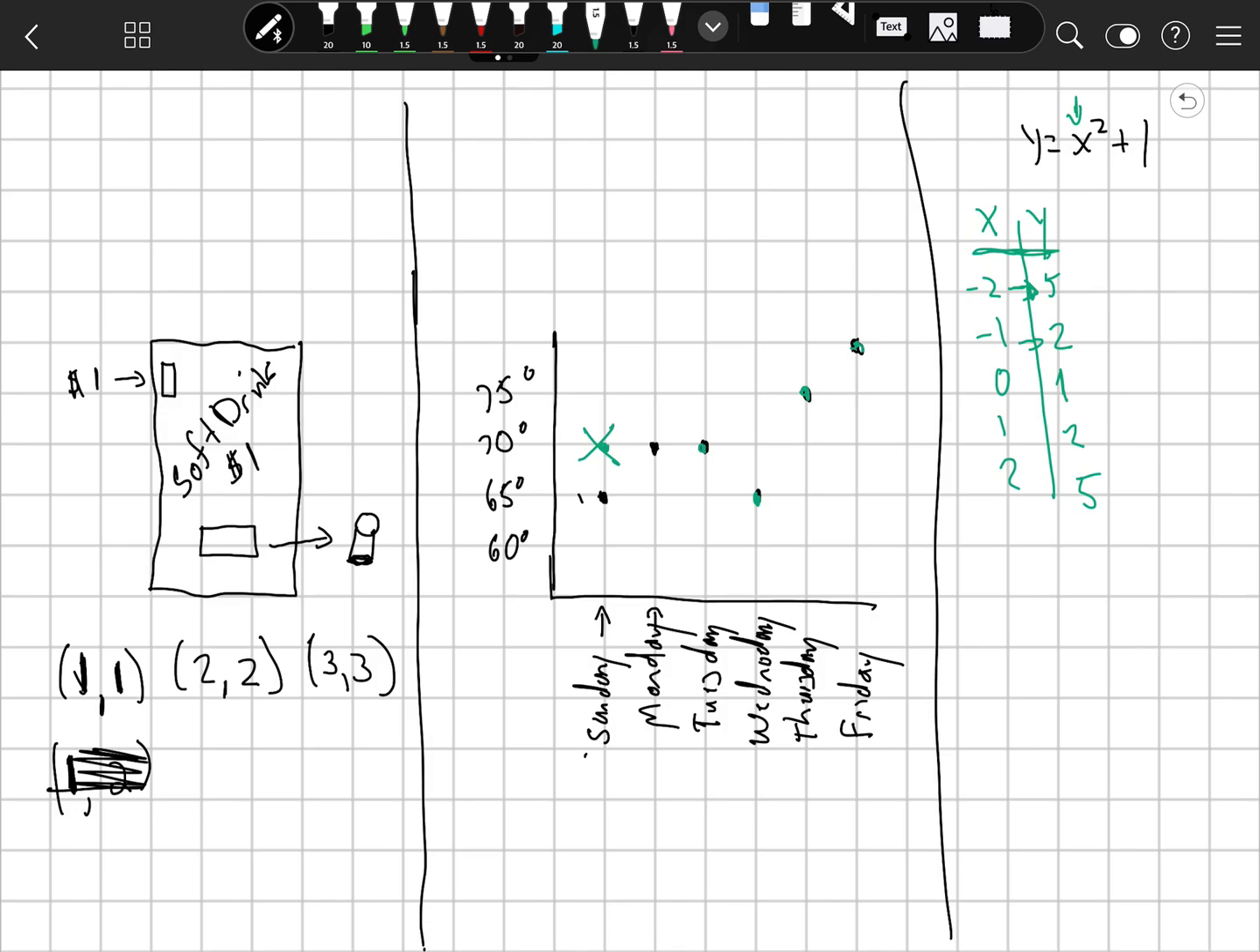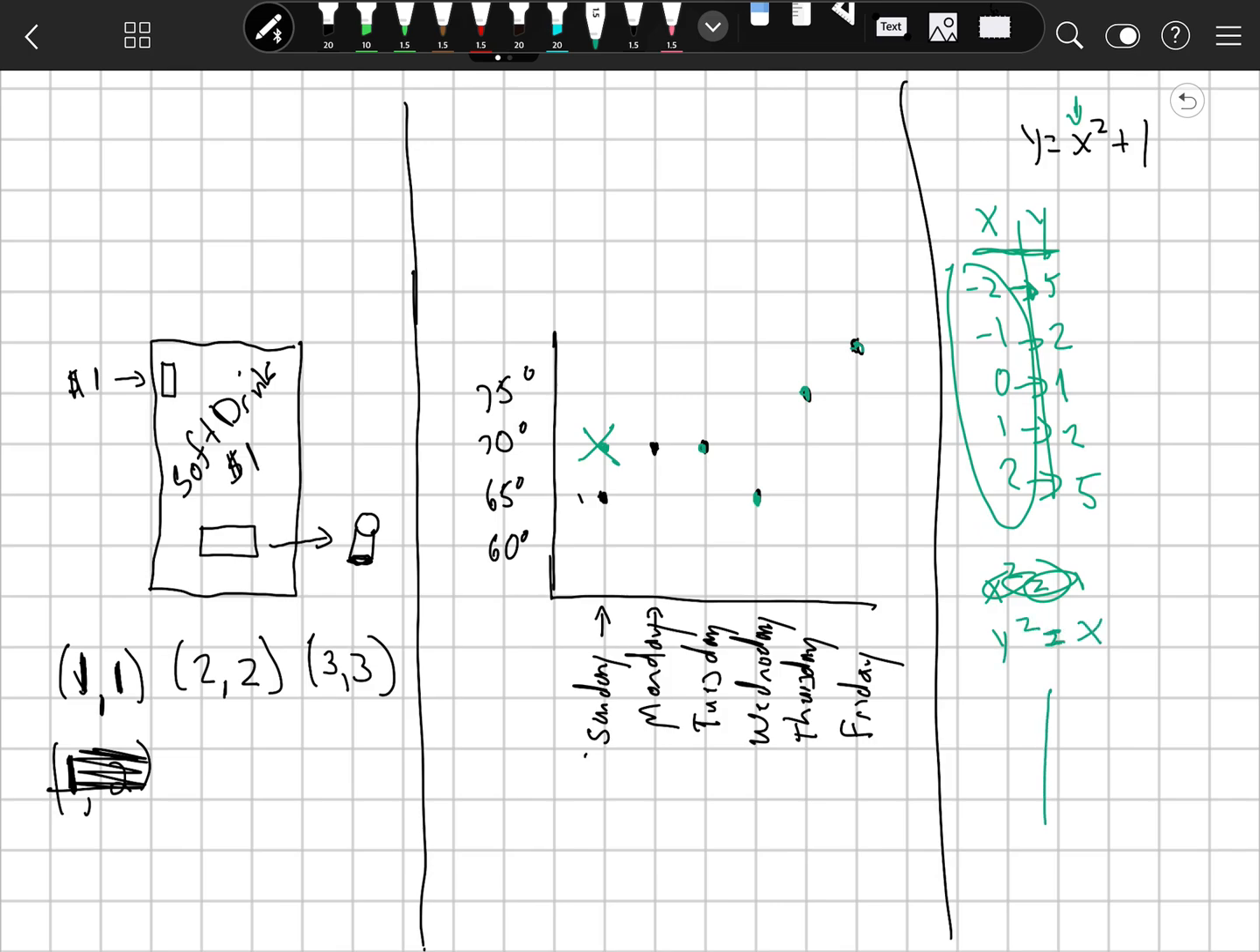So this is a function: for each input, there is exactly one output. Okay, I'm going to turn this around. I'm going to go, x squared equals... I'm sorry, let me try it again, y squared equals x this time.